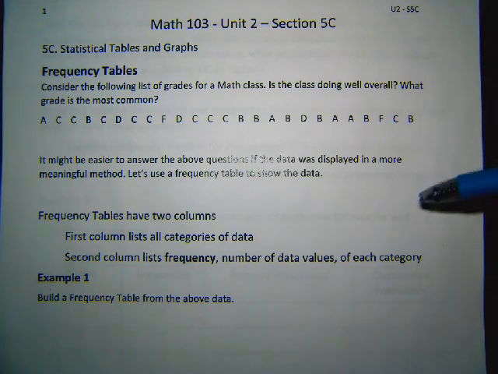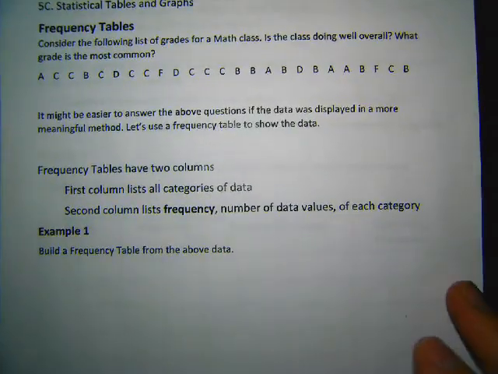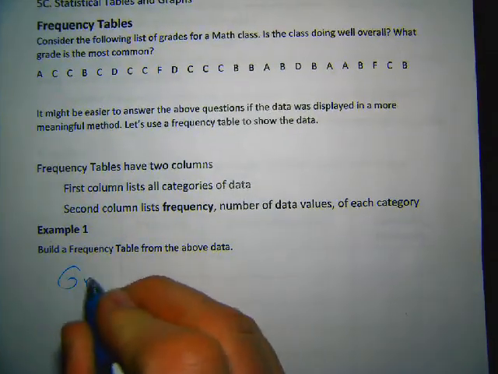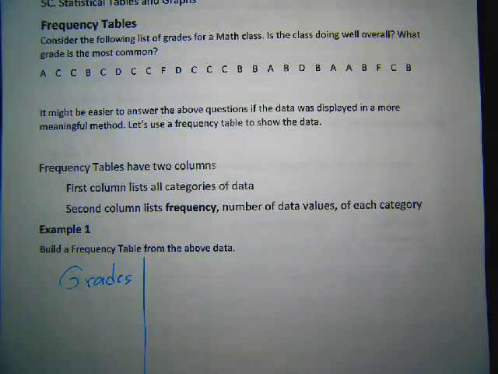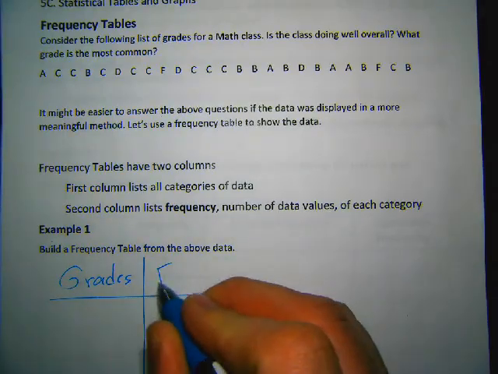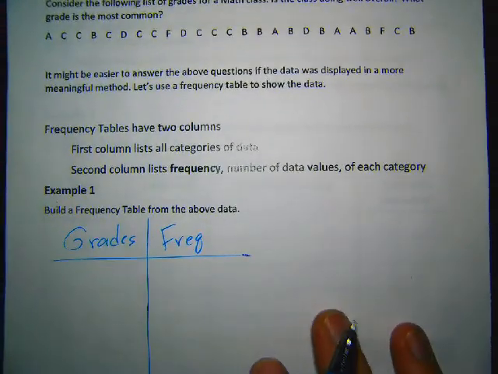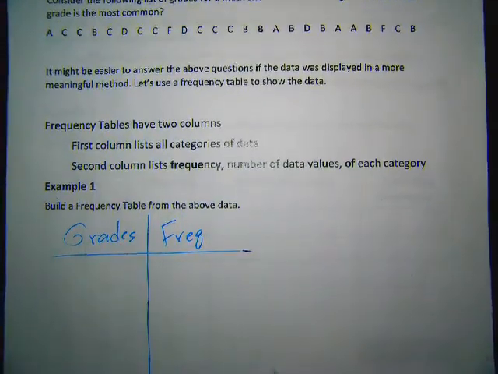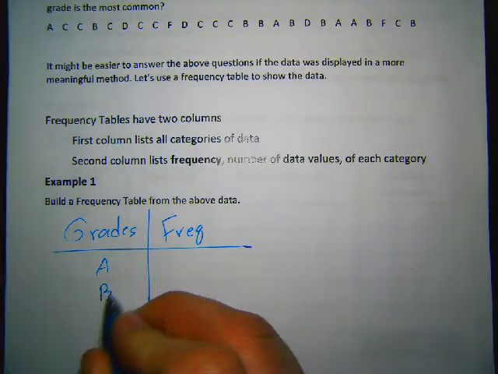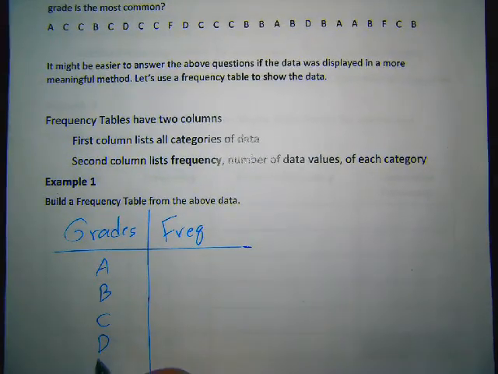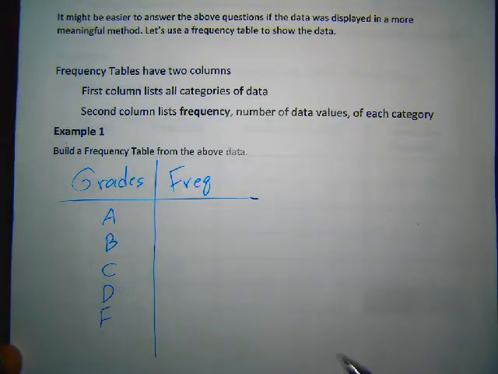So a frequency table consists of two columns. First one just gives the categories, so the different categories of your data, and then the second is the frequencies, or the number of data values for each category. So we're going to make a frequency table. First we're going to have the grades as our first column, and then the frequencies, which is basically just counts. We're just going to be counting how many. The categories for this would be A, B, C, D, and F.